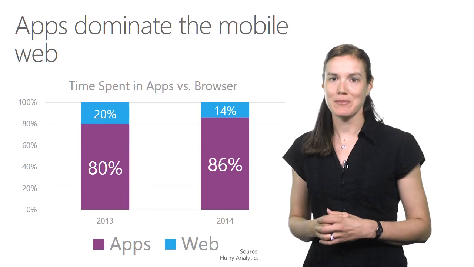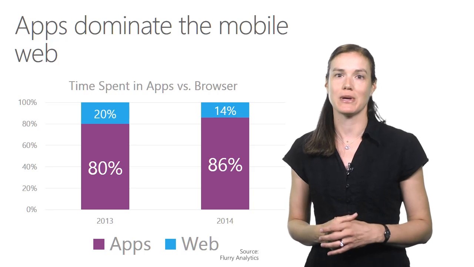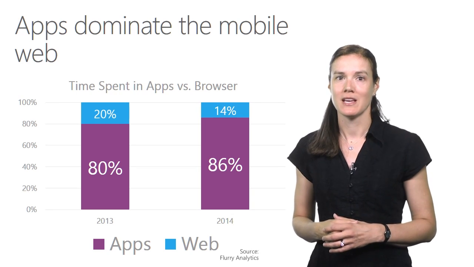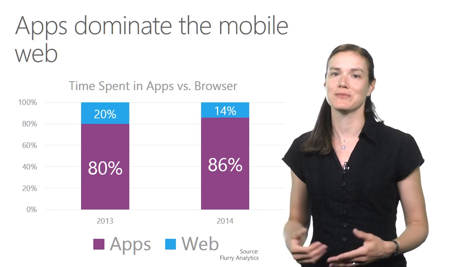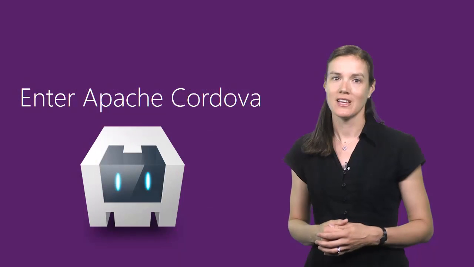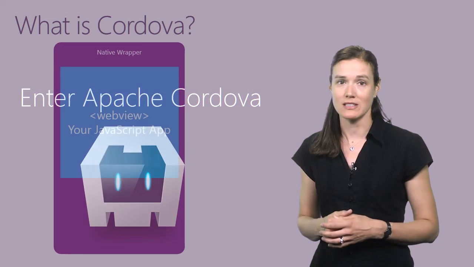More and more, apps dominate the mobile experience because they allow users to get the best experience on their mobile device. But building native apps for iOS, Android, and Windows can be time-consuming and expensive. Using Apache Cordova, you can build apps for mobile platforms more quickly.